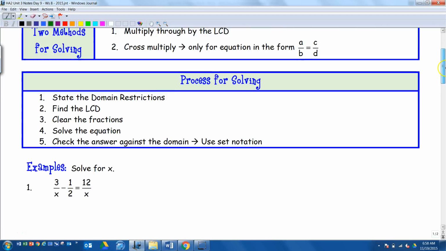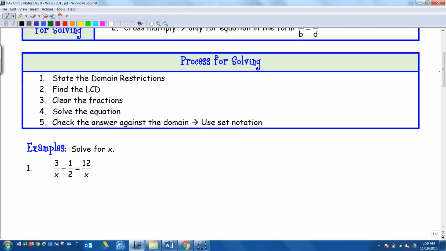So here's what we're going to do. You first want to know what the domain restrictions are, then figure out what the LCD is, then multiply by the LCD, solve, and check your answer against the domain.